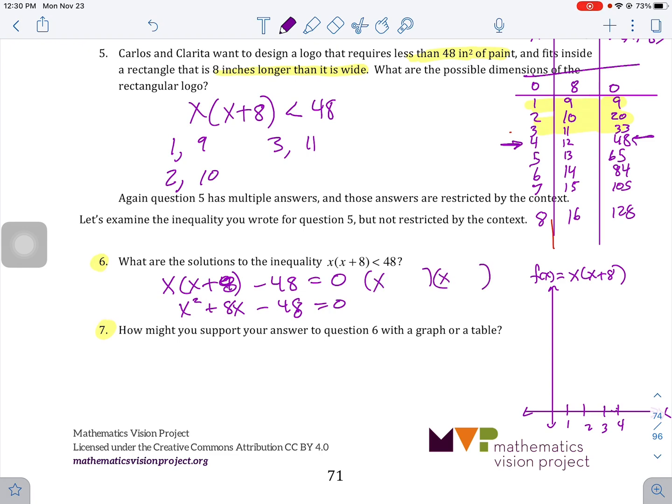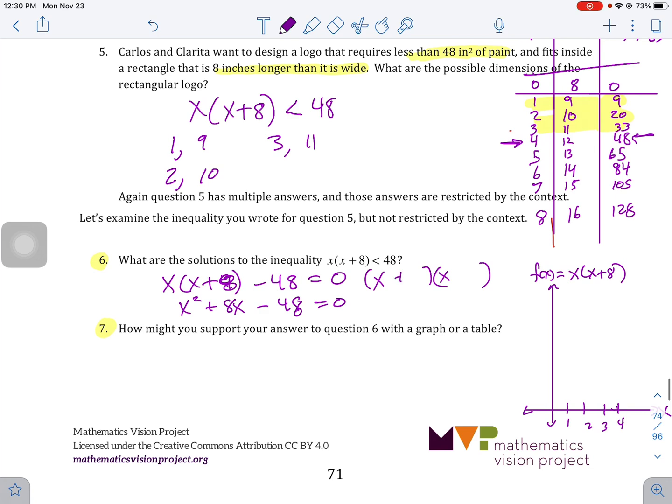We need two numbers that multiply to negative 48 and add up to plus 8. So 4 and 12 are the first things that come to mind. If we say plus 12 minus 4, we get 8. So one possible solution here is x equals negative 12. Another one is x equals 4. You can see in the table that is the solution where it hits 48. The negative is not possible because you can't have a negative value.